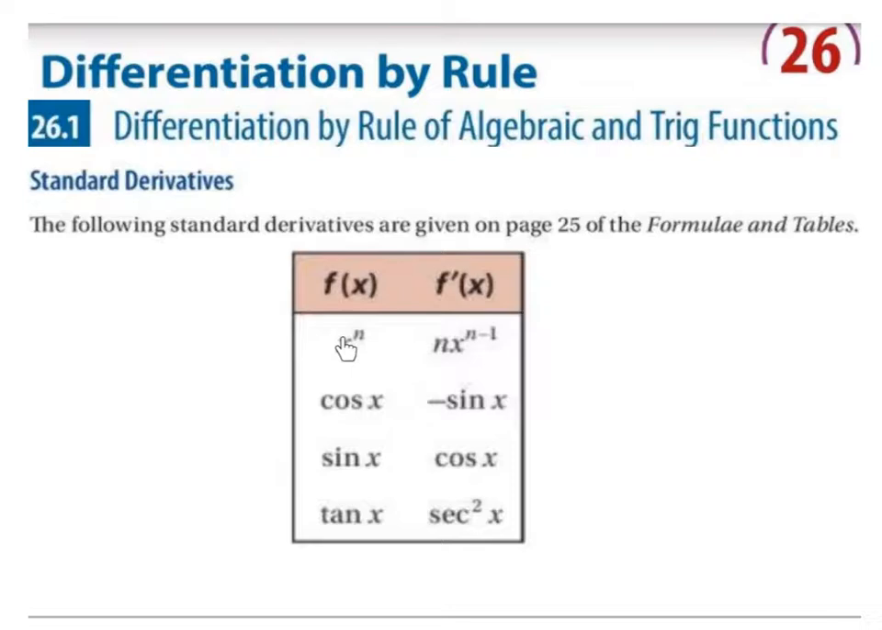So if we have a function x to the power of n, then to get the derivative, we bring the power, which is n in this case, down in front, and we reduce the power by 1. If the function is equal to cos x, then the derivative is minus sin x. If the function is equal to sin x, then the derivative is cos x. If the function is equal to tan x, then the derivative is sec squared x.